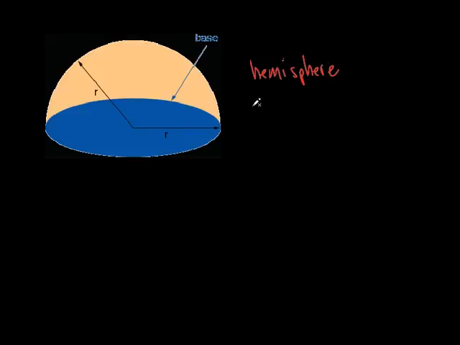So what if I wanted to find the area of a hemisphere? Well, it would be half of 4 pi r squared. Remember that? Remember I said it takes 2 circles to wrap up the top and 2 circles to wrap up the bottom?